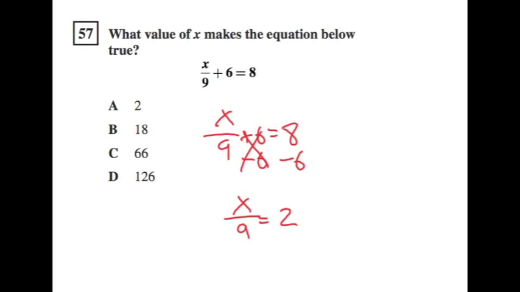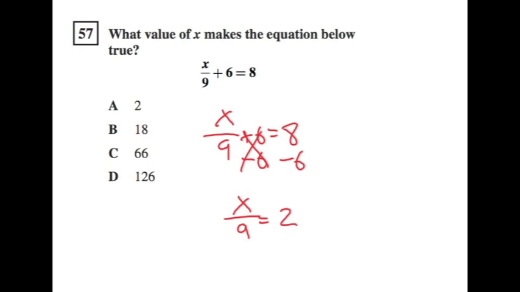So from here, now I just have to get rid of the divided by 9. So a lot of you see this and say, oh, I need to get rid of the 9. Well, if you get rid of the 9, you still have x divided by and then nothing afterwards because you got rid of the 9. You have to make sure that you get rid of the divided by 9.